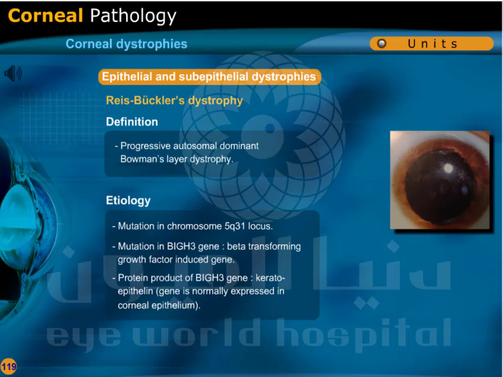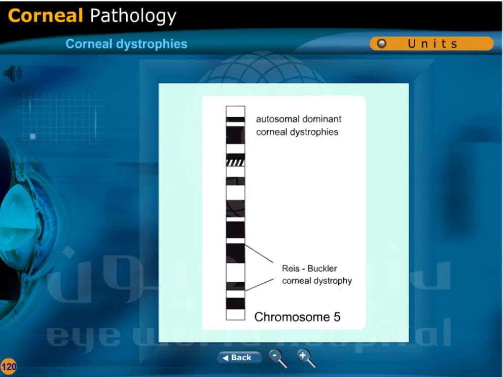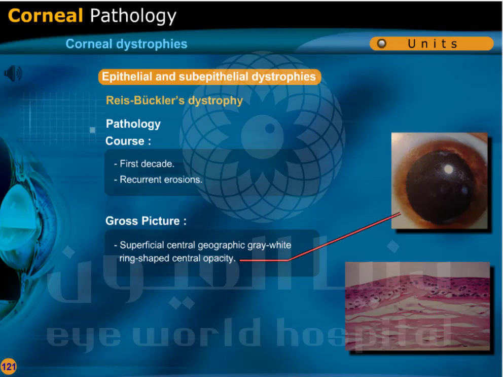Reis-Bucklers dystrophy. Progressive autosomal dominant Bowman's layer dystrophy. There is a mutation in chromosome 5q31 locus, in the beta-transforming growth factor-induced gene, or BIGH3 gene. The protein product of the BIGH3 gene is keratoepithelin. The gene is normally expressed in corneal epithelium. There is a missense mutation, causing a single amino acid substitution in the gene's protein product. It occurs in the first decade of life with recurrent erosions.